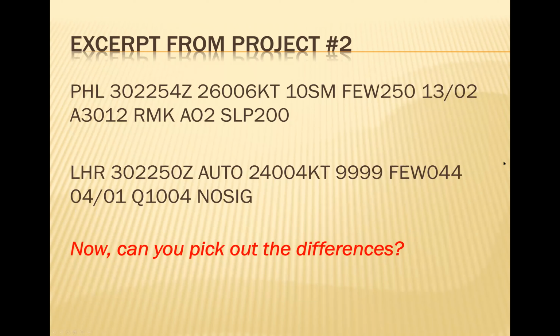Here's an excerpt from Project 2 that'll grasp the differences. Philadelphia versus London Heathrow. So Philly on the top, LHR on the bottom. Everything's pretty similar, except for this 9999 versus our 10 statute miles. And then what else? You get a Q1004 and then no SIG. So pretty easy to pick out the differences. They also don't bother giving pilots a sea level pressure because no one cares.